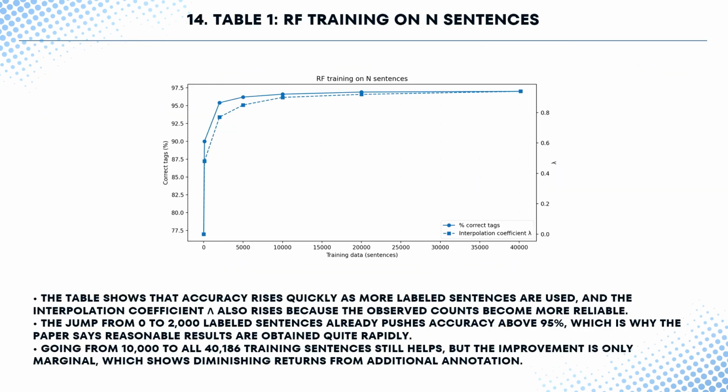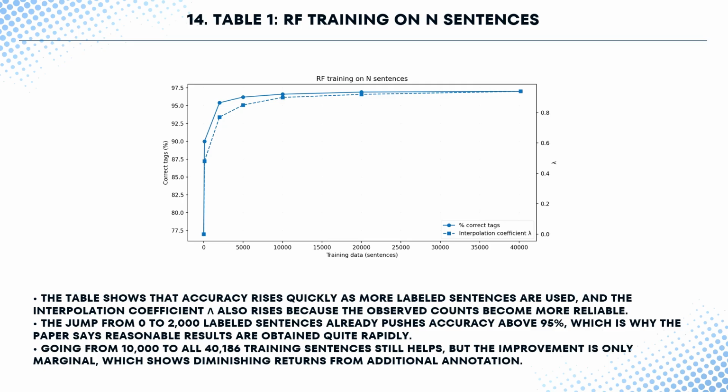Now we move to the first major experiment, relative frequency training. This table shows how performance changes as we increase the amount of labeled data. The first observation is that accuracy increases rapidly with more labeled data. For example, with 0 sentences, accuracy is low. With 2000 sentences, accuracy jumps significantly. This shows even a small amount of labeled data gives a large improvement.